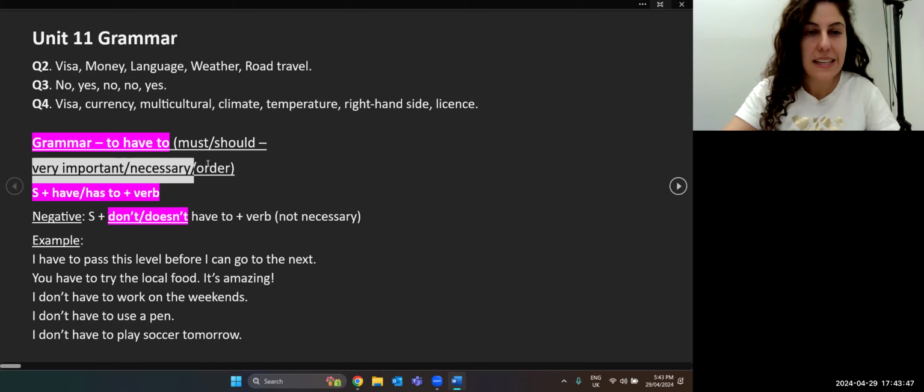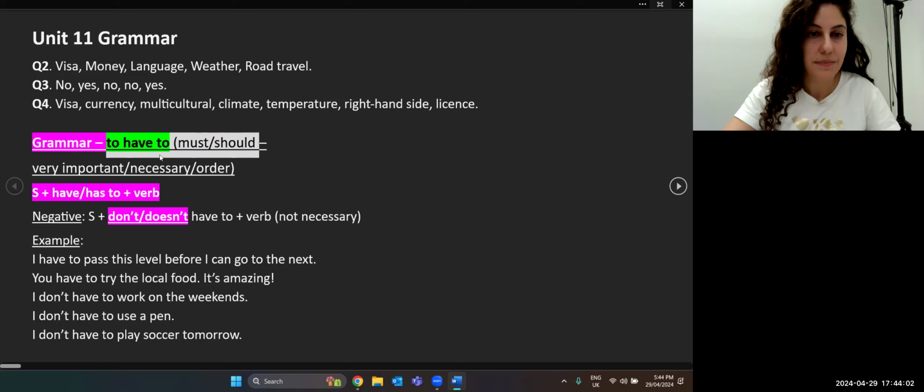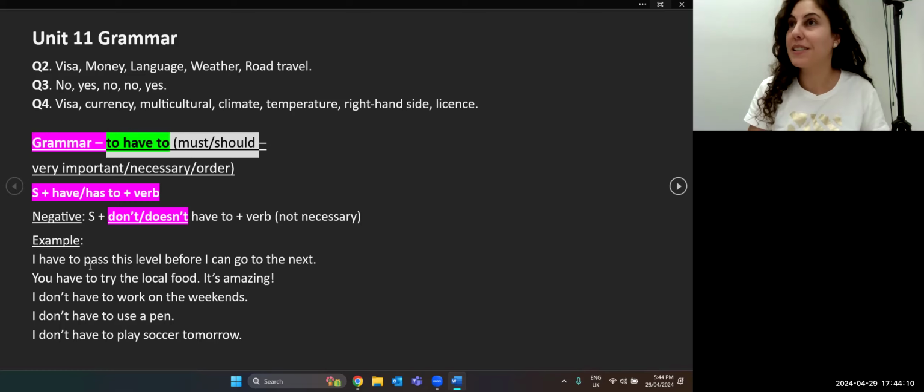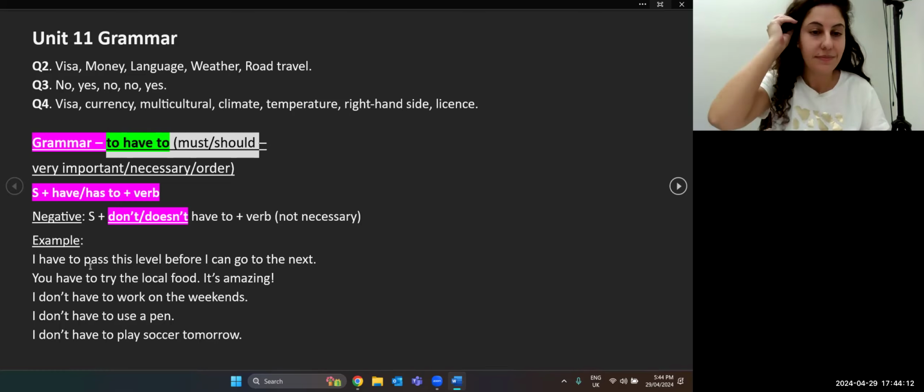Now, if I want to use these ones, it becomes, it is very important to try the local food. It is necessary to try the local food. But usually we want to just practice this one. Have to. Okay, so you can see I'm telling you what's important. You have to do something. You must do it. It's really important.